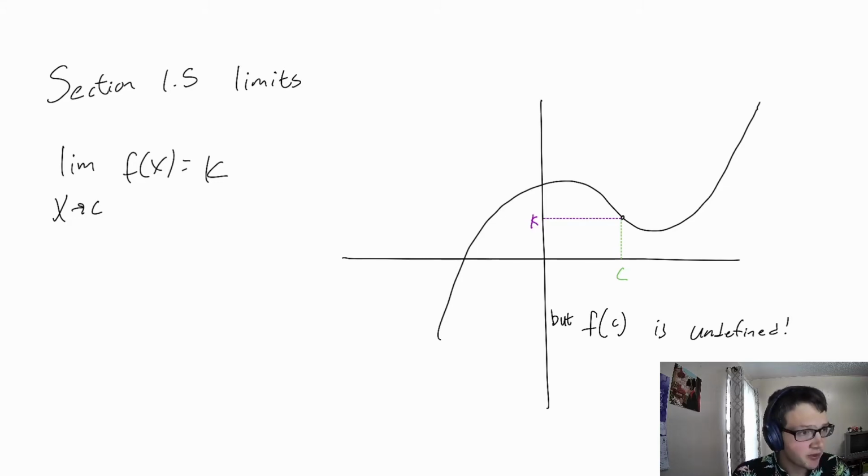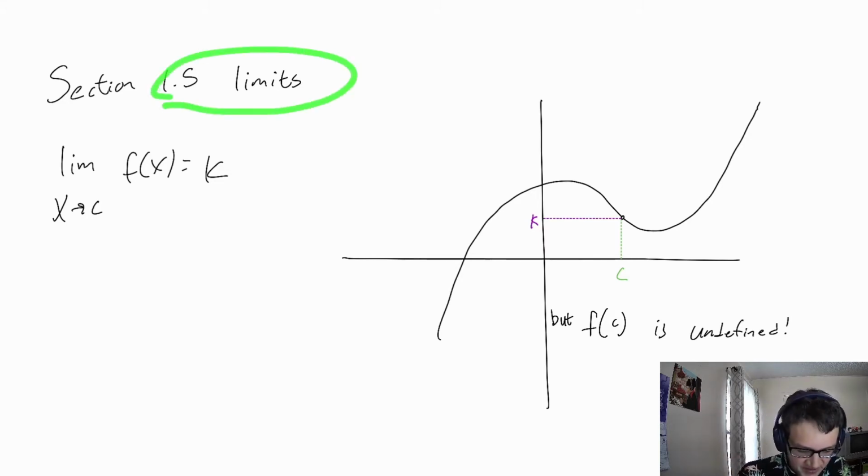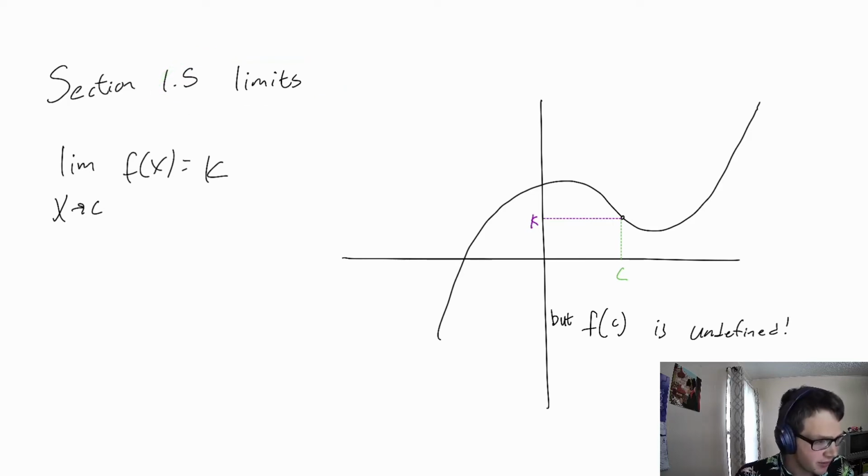So we're going to start in Chapter 1, and kind of the only new stuff we encountered in Chapter 1 were in Sections 5 and 6, so we're going to focus on that. Section 5 is all about limits. And let's recall what a limit means.